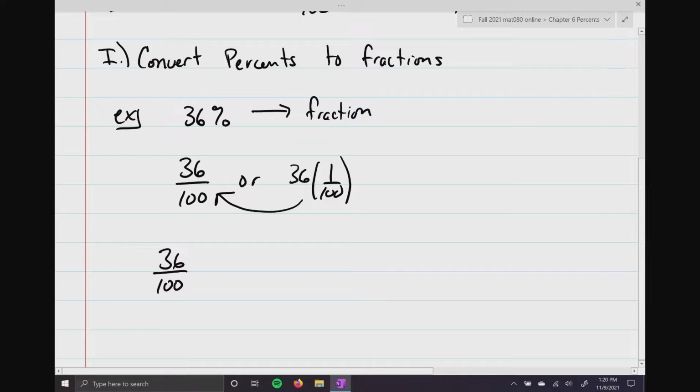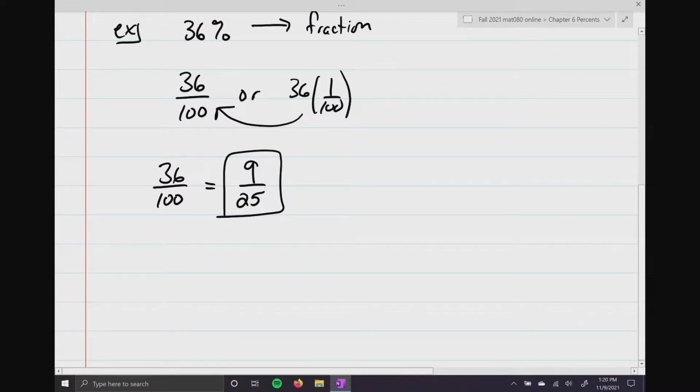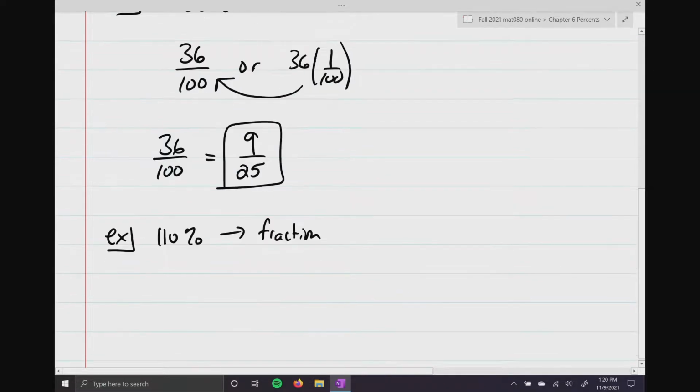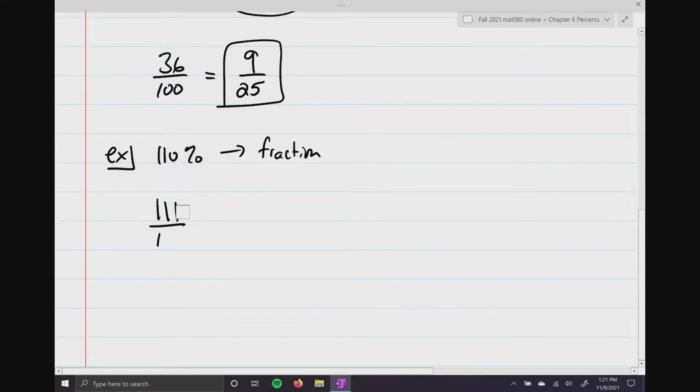And then you always want to go ahead and reduce this. So I'm just going to reduce it all the way down to its simplest form. So 36 over 100 is equal to 9 over 25. Okay, so I'll do a couple more here just so we can see how it goes. So 110% into a fraction. Once again, we'll do 110 in the numerator, 100 in our denominator. And then we just go ahead and reduce the fraction that we have. So 110 over 100 is 11 over 10.